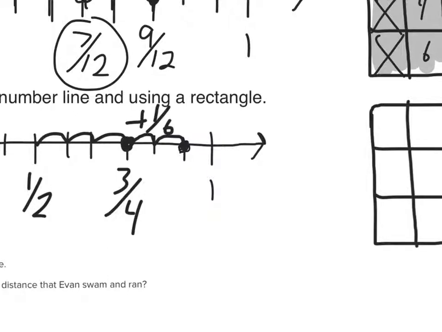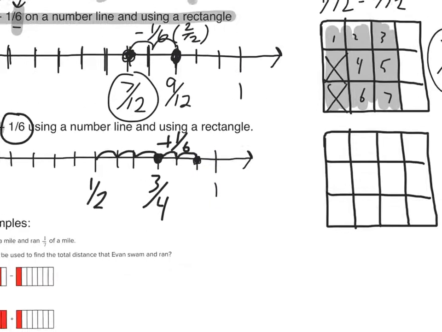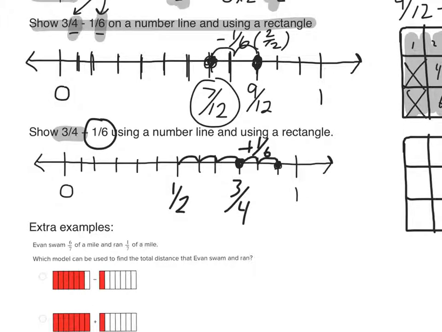Well, let's take a look. Use my highlighter. Starting at 0, 1, 2, 3, 4, 5, 6/12, 7/12, 8/12, 9, 10, 11/12. So my final answer is going to be 11/12. 3/4 plus 1/6 is 11/12.